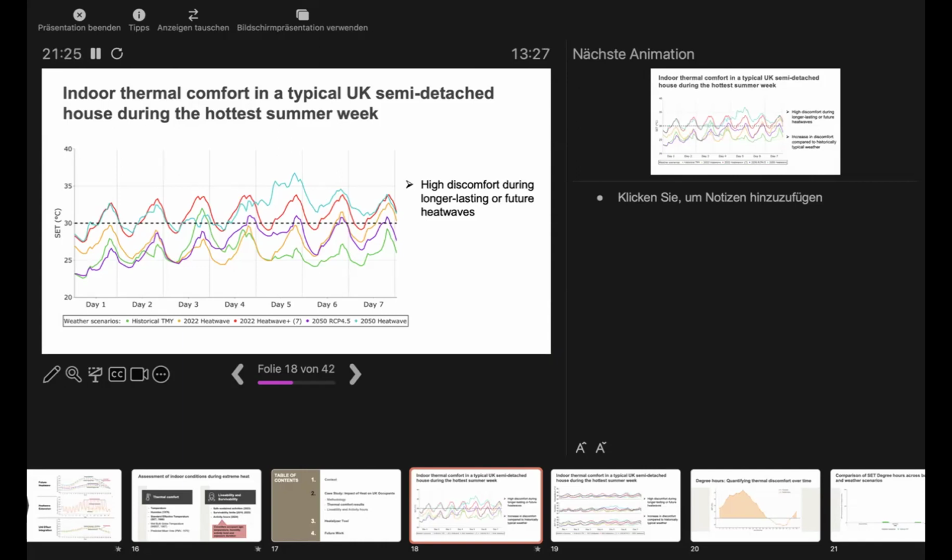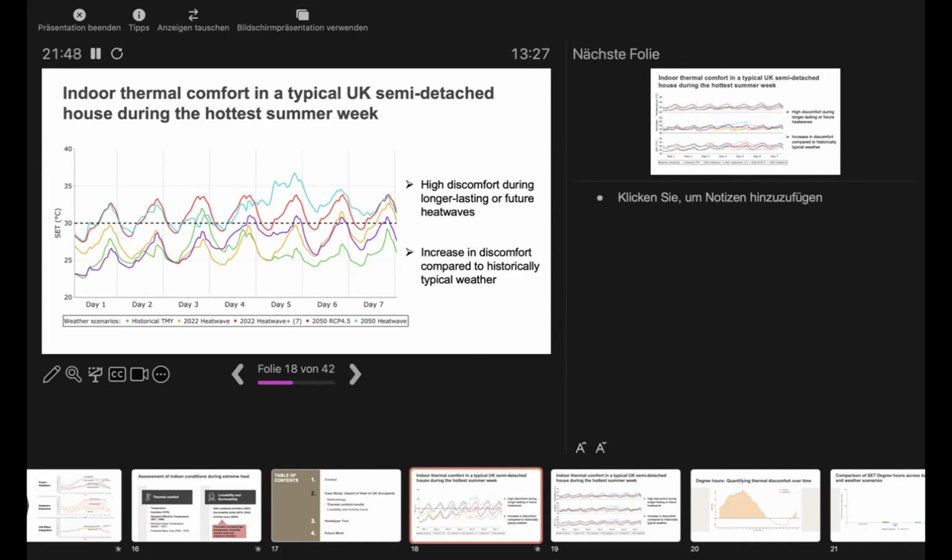And the second point I want to make is that there's also a significant increase in discomfort compared to historically typical conditions. So compared to this green line, we can see that the discomfort is quite a bit higher for all the other weather scenarios. And we cross this line more often for the other weather scenarios.